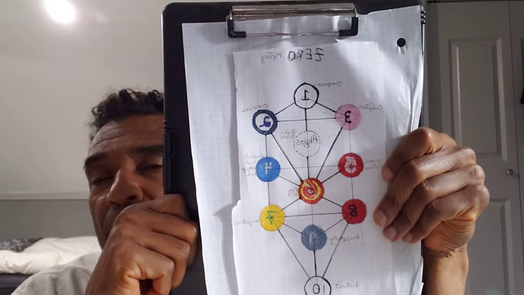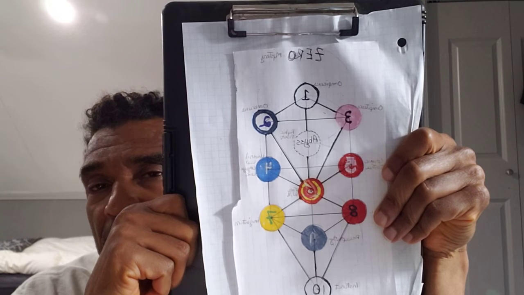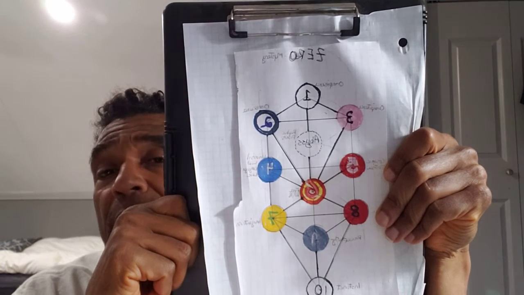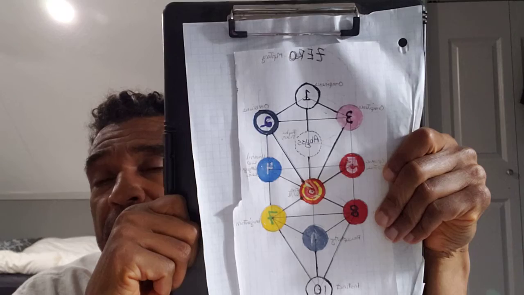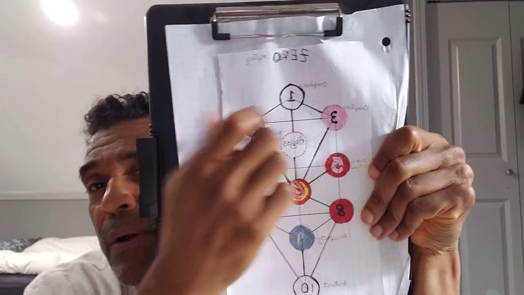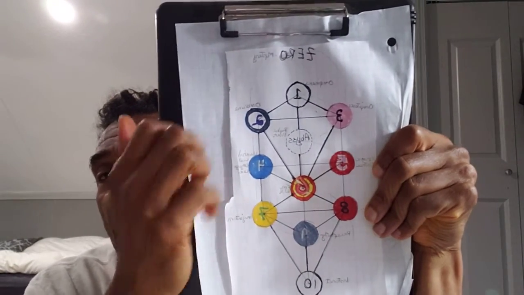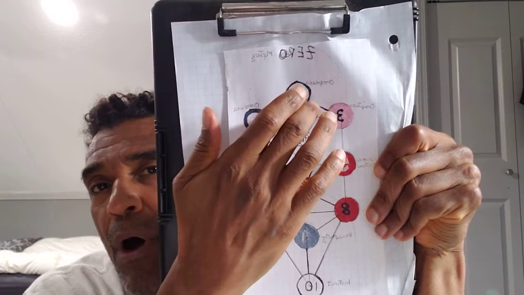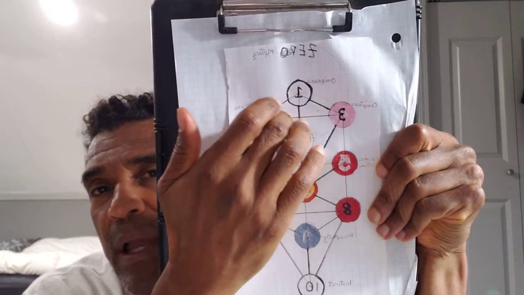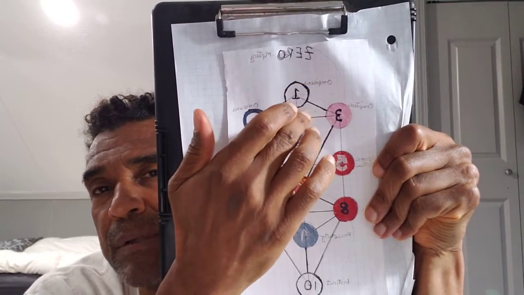0 is not part of the universe. There is no 0, okay? But there is a 0 in the creator. So the creator, the one, is the all, everything. Everything in the universe is part of the one.